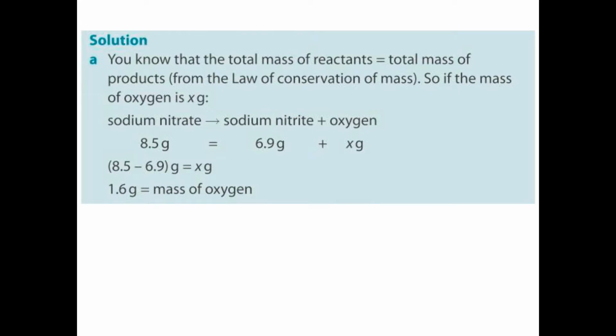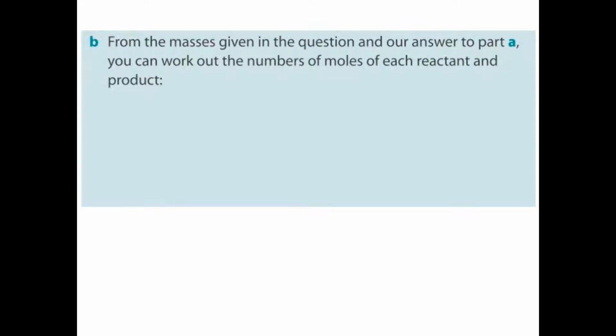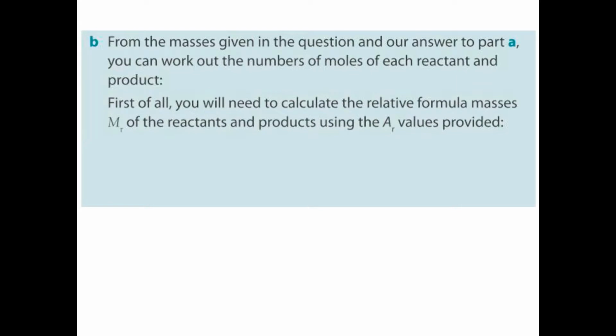So now we've got the three masses. We can now move on. From the masses given in the question and our answer to part A, you can now work out the number of moles of each reactant. Now for the number of moles, we need two things. We need the mass and we need the relative formula mass. First of all, you'll need to calculate the relative formula masses, the MR, of the reactants and products using the values that you were provided with.